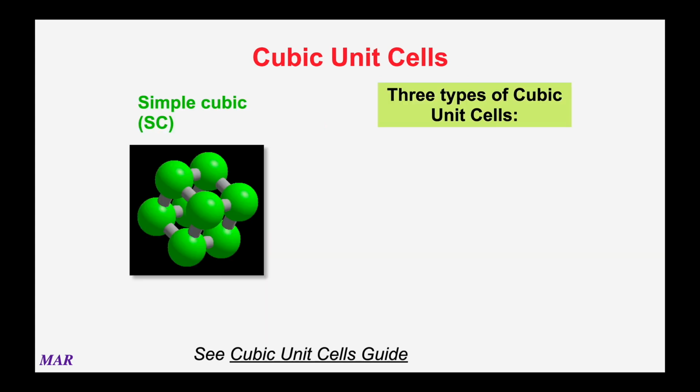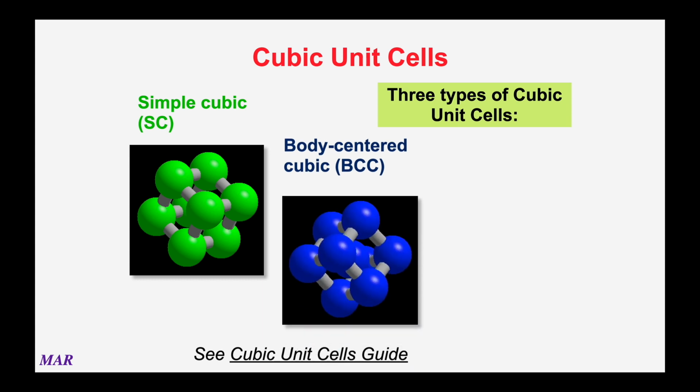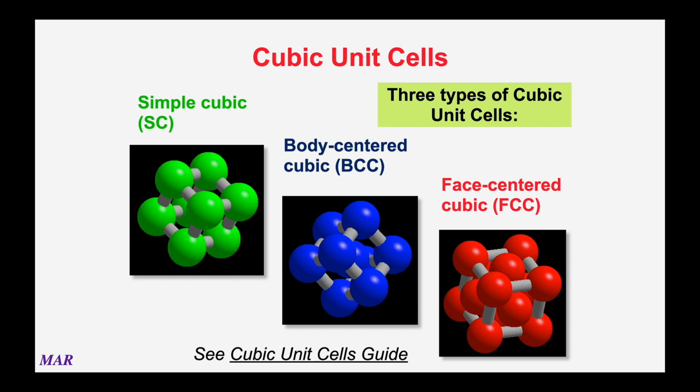Just to figure out how this stuff works out, there are 3 types of cubic unit cells, and the first kind is called a simple cubic. So this is a subset of the cubic unit cell, and the simple cubic looks like that. All of those green dots there are types of atoms. The second kind is called a body-centered cubic, and the third type is called a face-centered cubic. We're going to abbreviate these SC, BCC, and FCC.